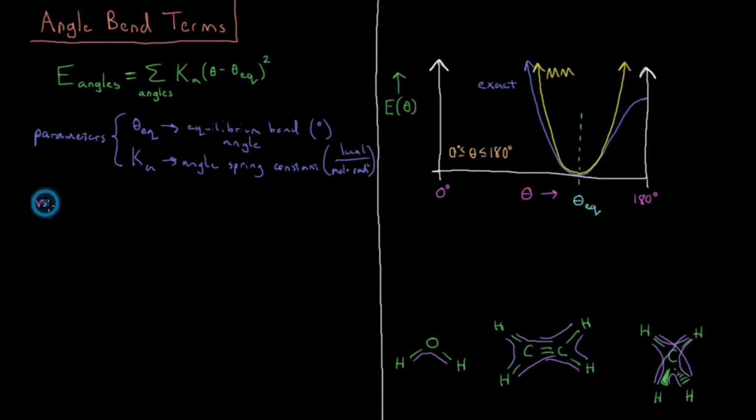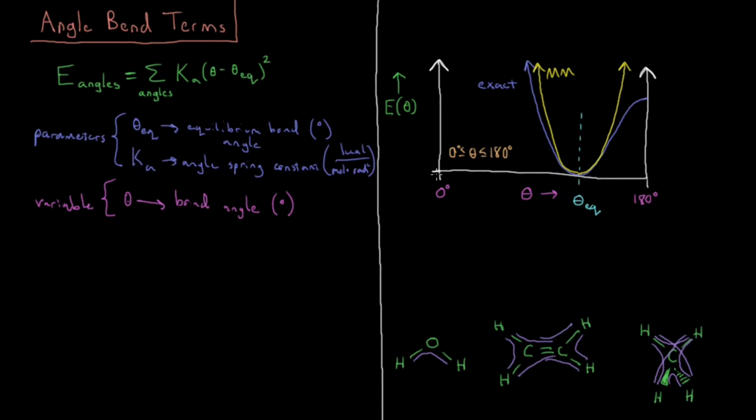The variable of interest is, of course, theta, which is our bond angle, typically expressed in degrees, but again, be careful of this caveat of whether it's in degrees or radians. That's sometimes a landmine that you have to navigate your way around.